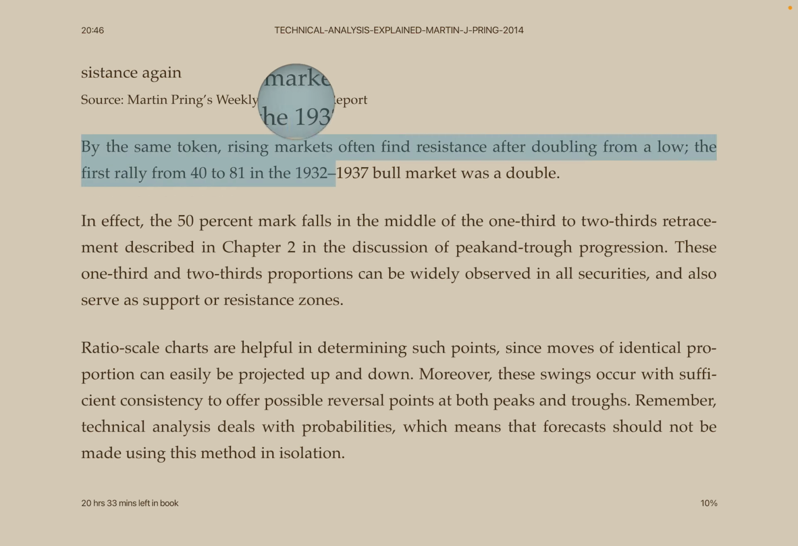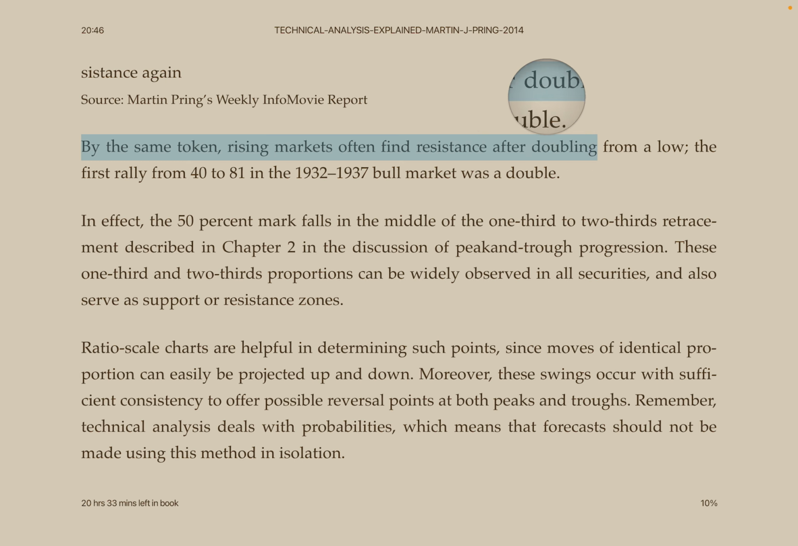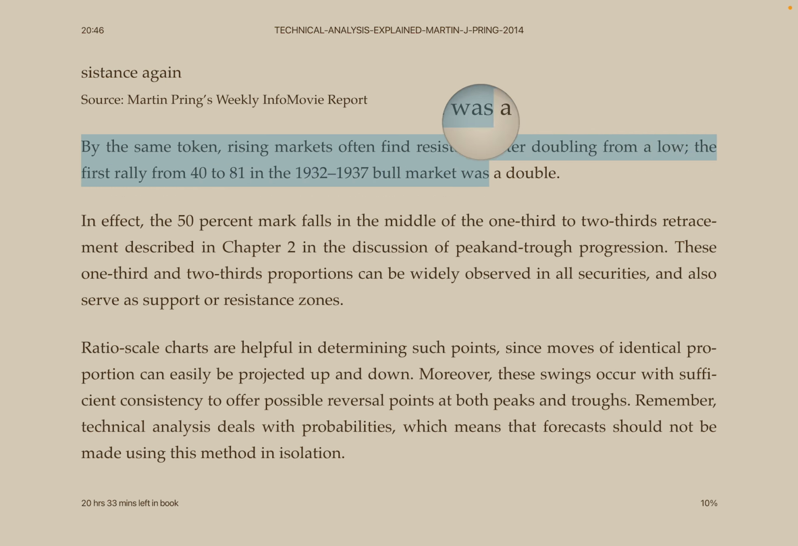By the same token, rising markets often find resistance after doubling from a low. The first rally from 40 to 81 in the 1932-37 bull market was a double. In effect, the 50% mark falls in the middle of the one-third to two-thirds retracement described in Chapter 2 in the discussion of peak and trough progression. These one-third and two-thirds proportions can be widely observed in all securities and also serve as support or resistance zones.